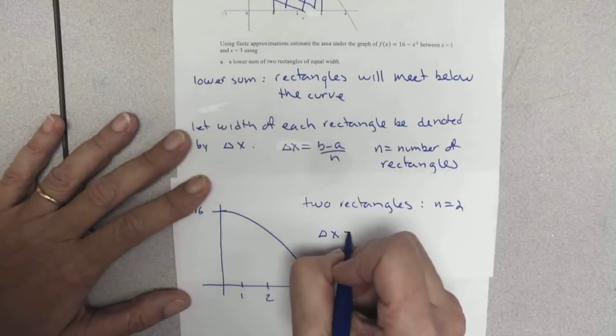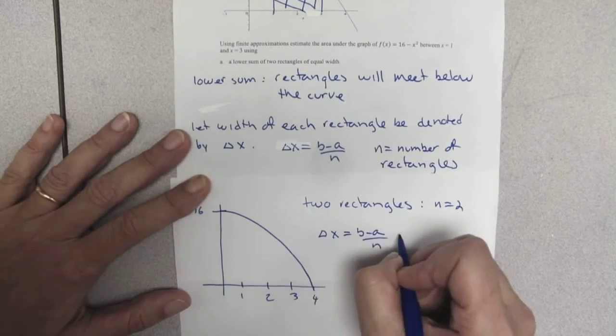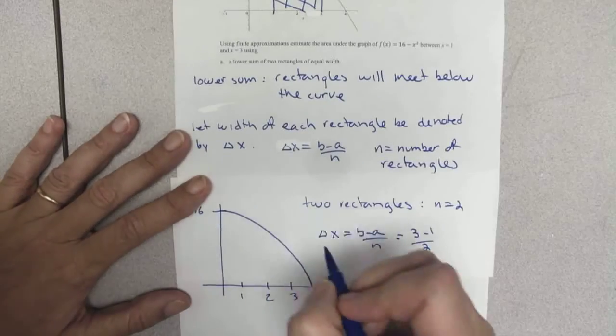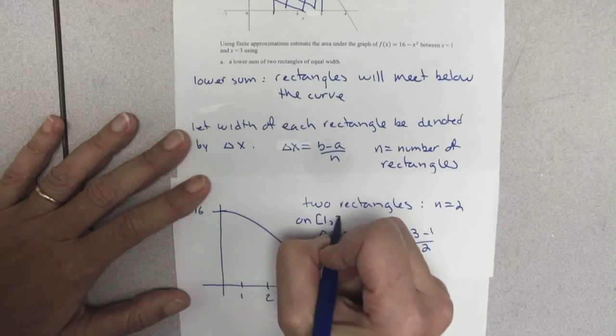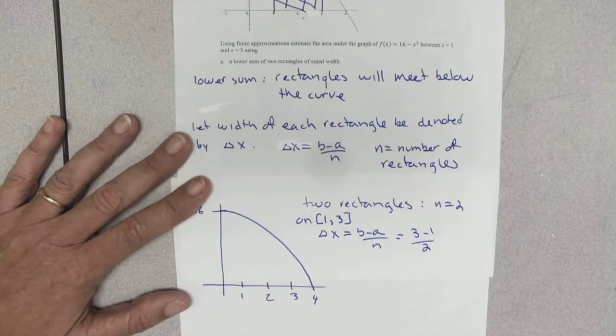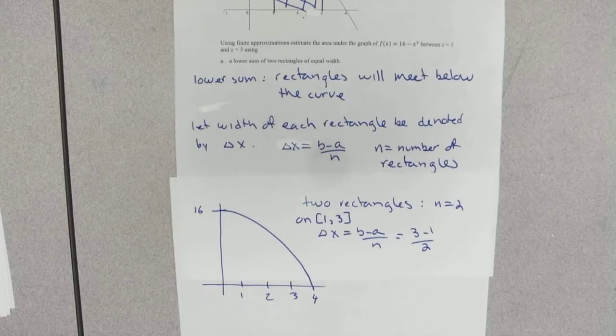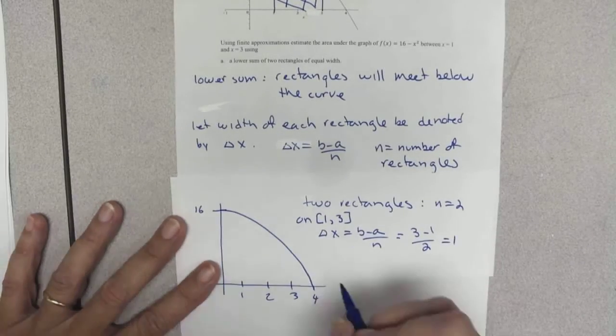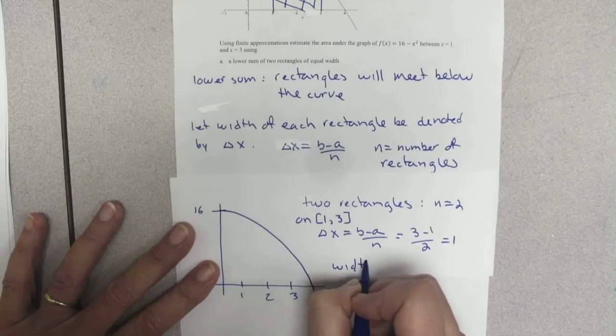So delta x, which is b minus a over n, is going to be 3 minus 1 over 2. And let me put this, two rectangles on the interval 1 to 3. So that tells me that delta x, which is always going to be given by the formula b minus a over n, where a and b are the endpoints of your interval and n is the number of rectangles. Delta x is always b minus a divided by n, so in this case 3 minus 1 divided by 2, or 1. So that's the width of each rectangle.